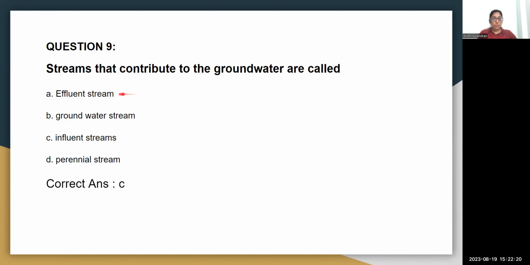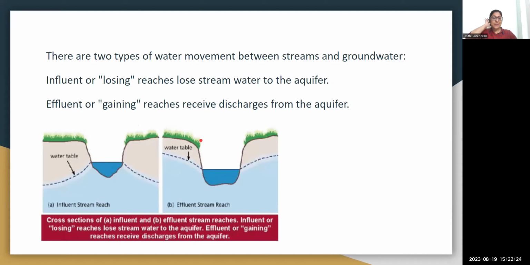So let's just go through each of the terms. There are two types of water movement between streams and groundwater. The one is where the stream is giving water to the groundwater aquifer. That is, water from the streams is going below to the ground. And another where the groundwater is providing water to the stream.